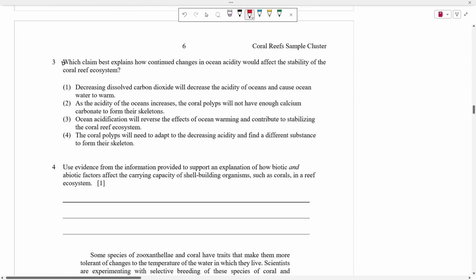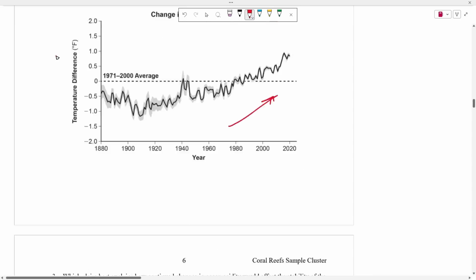So now let's look at choice 3, or number 3. It asks us which claim best explains how continual changes in ocean acidity would affect the stability of the coral reef ecosystem. Well, what did we just say here?